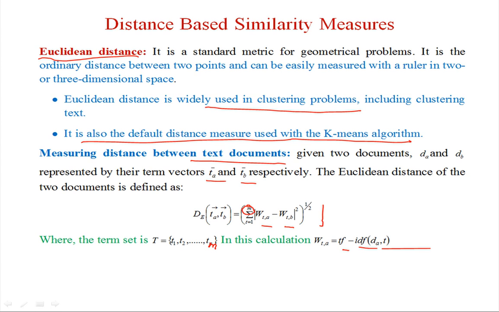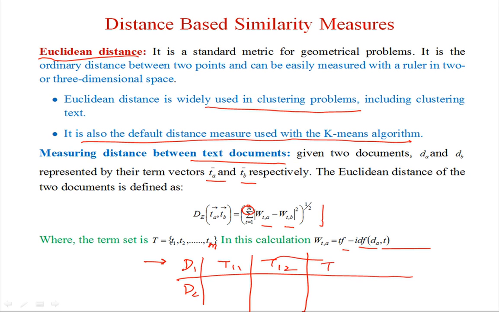Actually, for calculation of such kind of similarity, we represent the document in the form of a document vector model, where documents are represented as rows and terms are represented as columns. And so on. After that, we calculate the term frequency inverse document frequency of every term. Now, the Euclidean distance will be calculated.